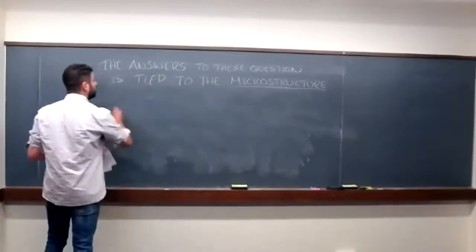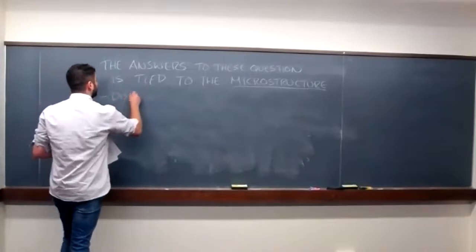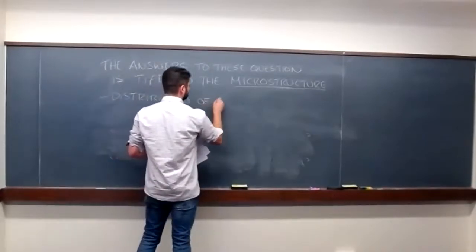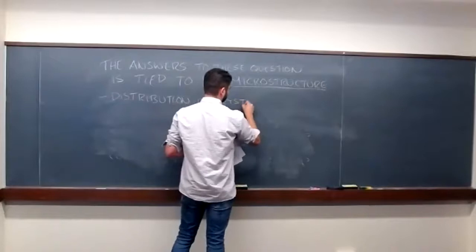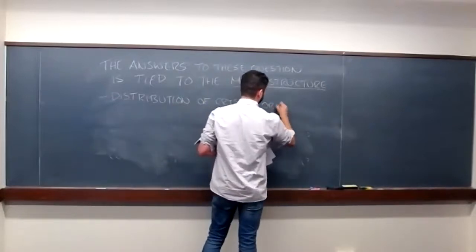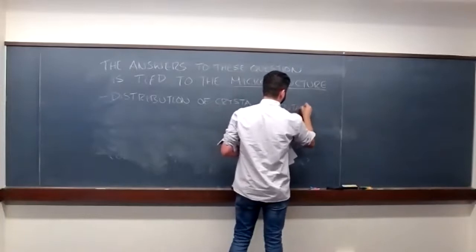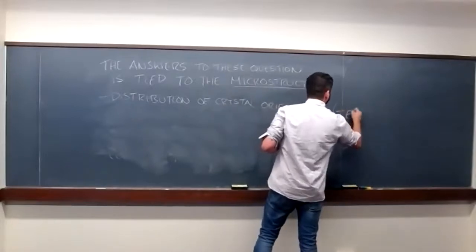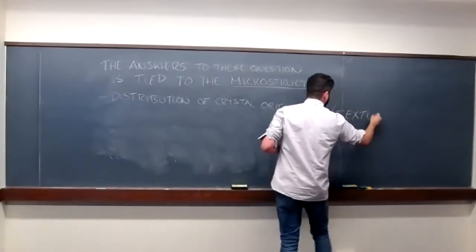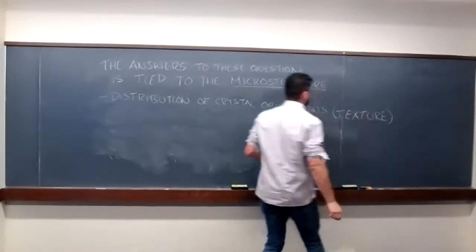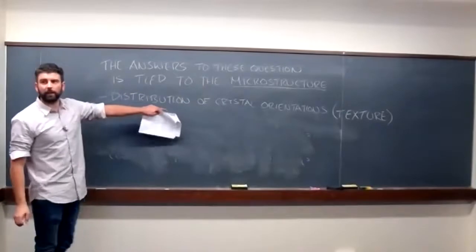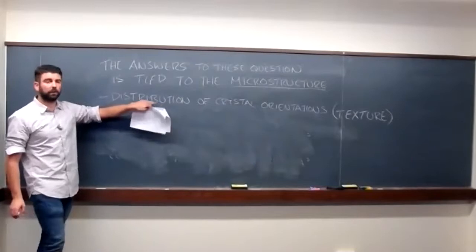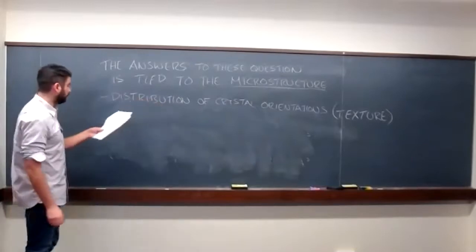And by microstructure, I mean things like the distribution of crystal orientations, that's referred to as the crystallographic texture. Most materials are polycrystalline. They're made out of collections of crystals. And the distribution of orientation of those collections of crystals is a big driver for the micromechanical response.